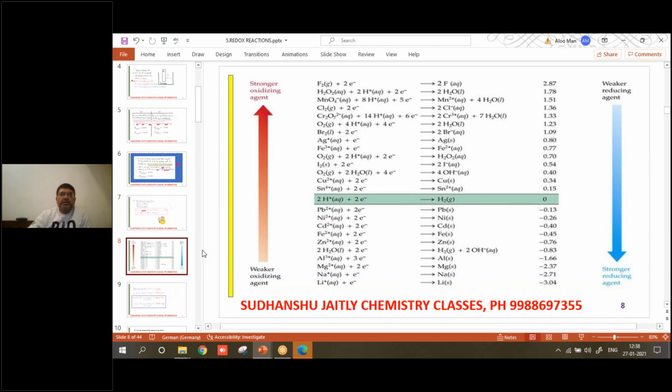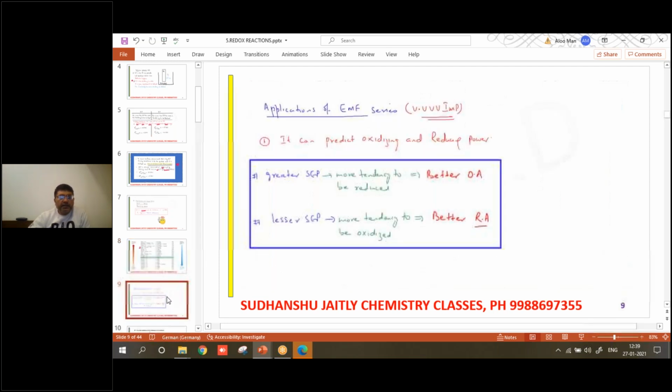For example, oxygen has more reduction potential than bromine. That means oxygen has more tendency to gain electrons with respect to bromine, whereas zinc has more tendency to lose electrons as compared to bromine. That's the idea of it.